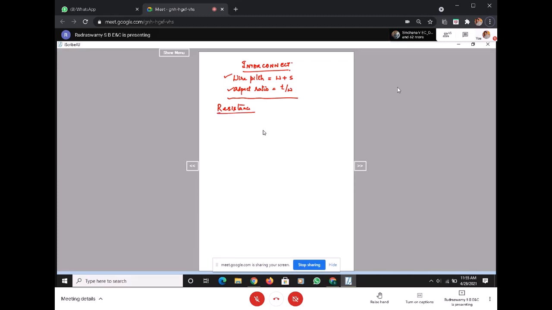The wires are nothing but one of the layers, so the resistance of a uniform slab or whatever. What is the expression for the resistance of any wire? Rho L by A. So what is this area? It is the width multiplied by the thickness.